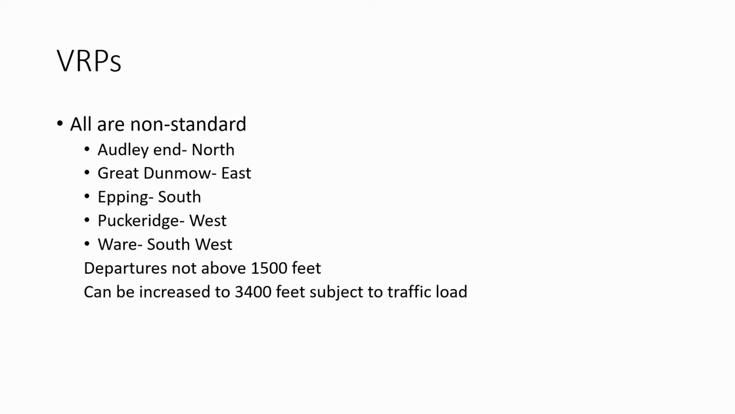VFR departures: the standard is not above 1,500 feet. However, subject to traffic load, it can be increased to 3,400 feet with prior coordination with TCSX. Because you might have a lot of VFR and you might want to get one out a lot higher than the rest. But it has to be coordinated, because TCSX needs to know since they vector aircraft around the aerodrome, and it can cause a bit of a problem. Hence why you also need a release as well.